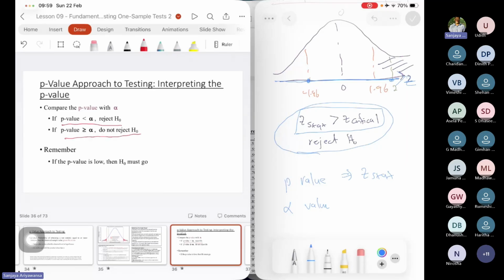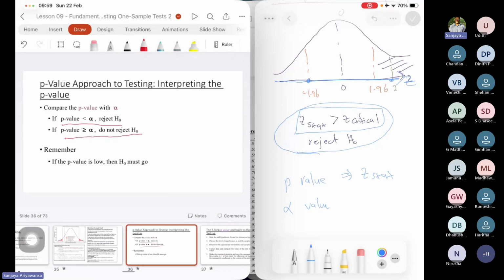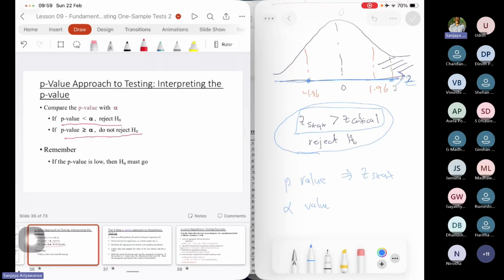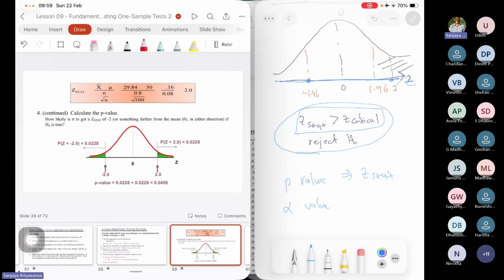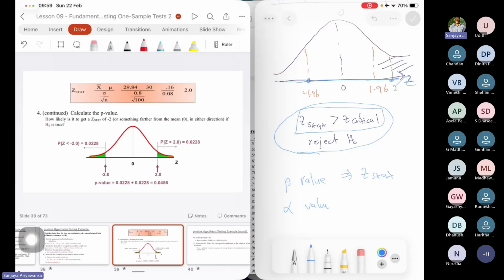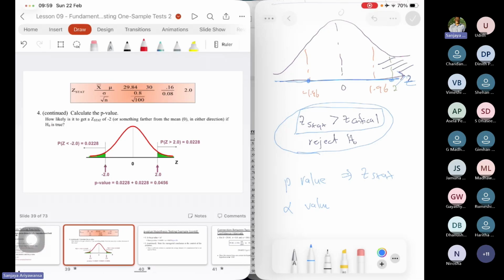If the calculated p-value is greater than or equal to alpha, we say we do not reject H0. So that's what I've done for the same example. I don't think we need to go into that. I think keeping it at one method is better. This is just a second approach because I just wanted to highlight what we do.